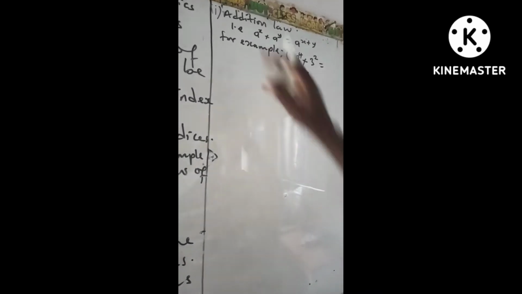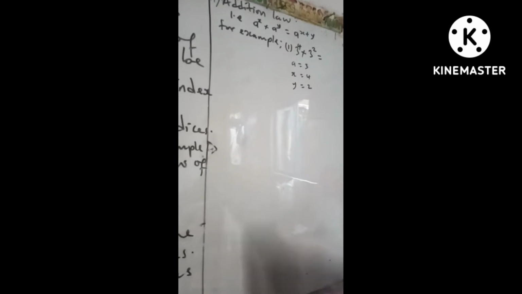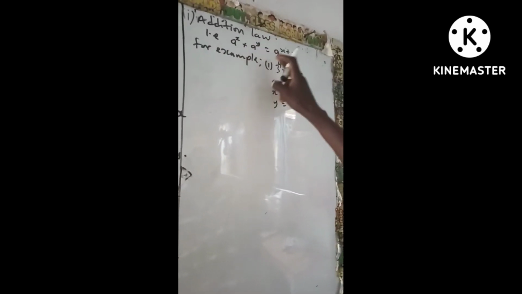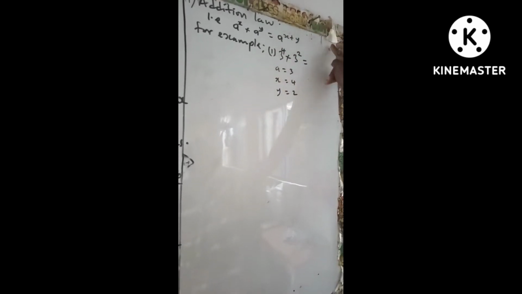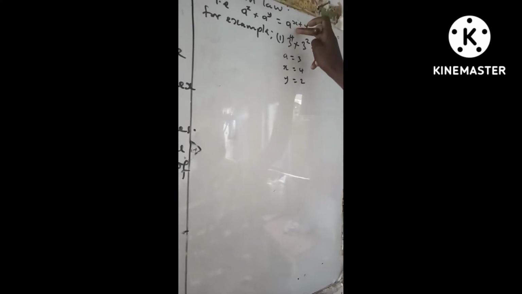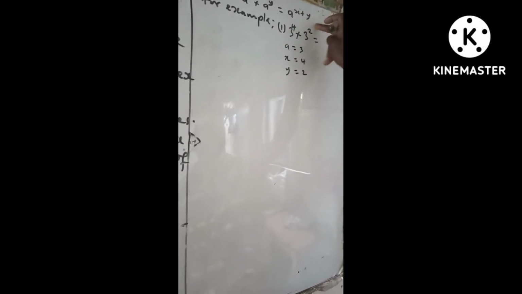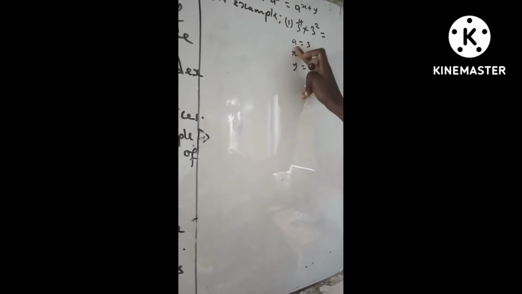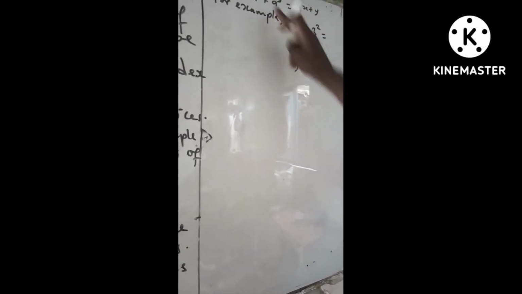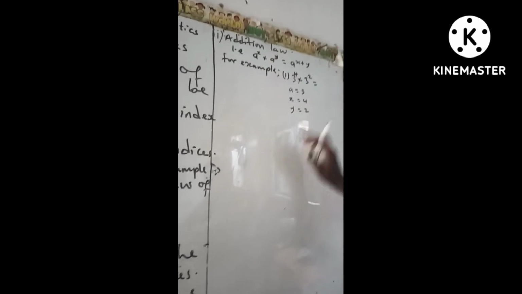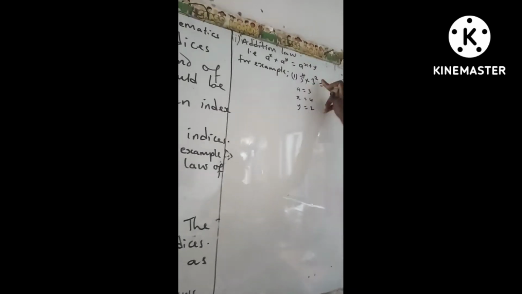The first law is known as the addition law. That is a to the power of x times a to the power of y is equal to a to the power of x plus y. For example, 1. When you have 3 to the power of 4 times 3 to the power of 2. Remember the law says a to the power of x times a to the power of y. A here means 3. And then x, which is the power of the first term, is 4. And then y, which is the power of the next term, is 2.